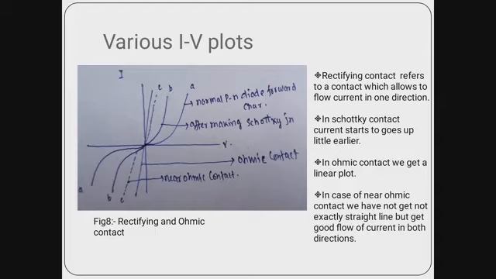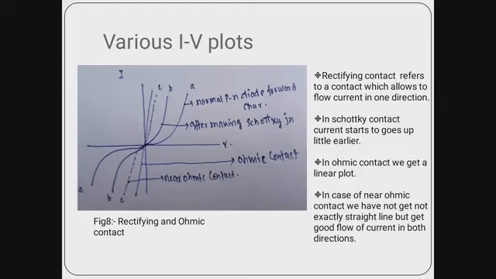Schottky junction is one kind of rectifying contact junction. Here we can also see that after a certain point the voltage becomes constant and the current increases rapidly. But what is the difference between the Schottky and normal PN diode characteristics plots? The difference is that the Schottky contact current starts to go up a little earlier as compared to the PN diode characteristics curve.